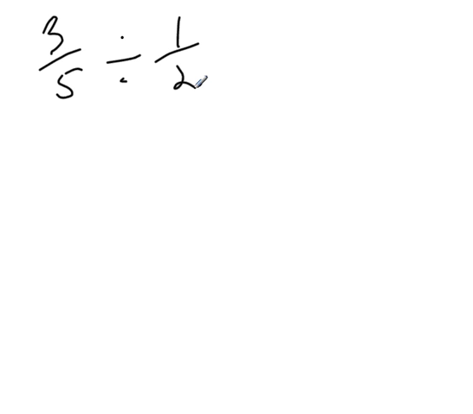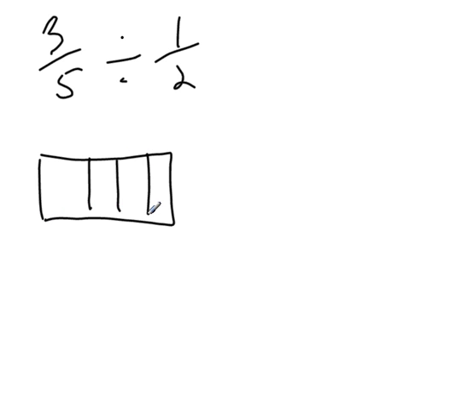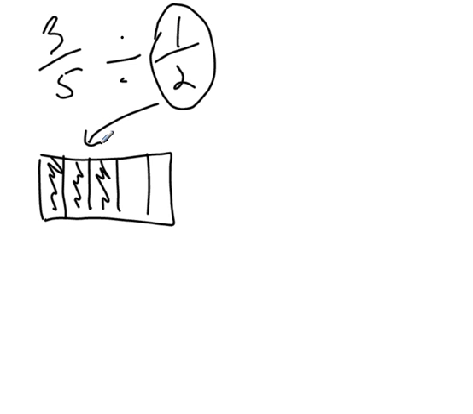If you can visualize 3/5, 3/5 would be a rectangle divided into 5 equal pieces, and you would have 3 of them. And the question is, how many groups of a half are there in 3/5? Well, roughly speaking, a half would probably be about here. So we know the answer is going to be at least 1 and a bit. That would be our estimate, 1 and a bit. So how would we do this?